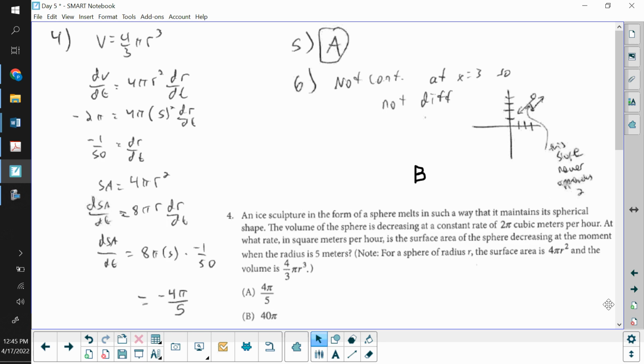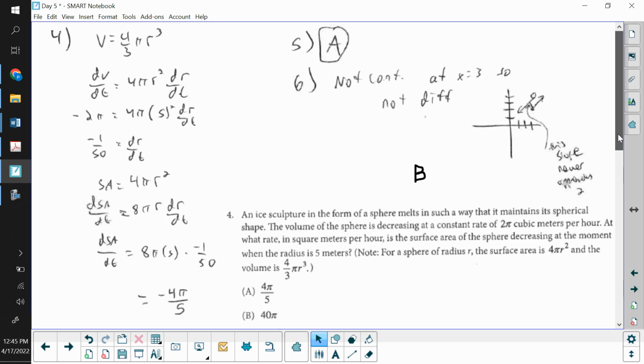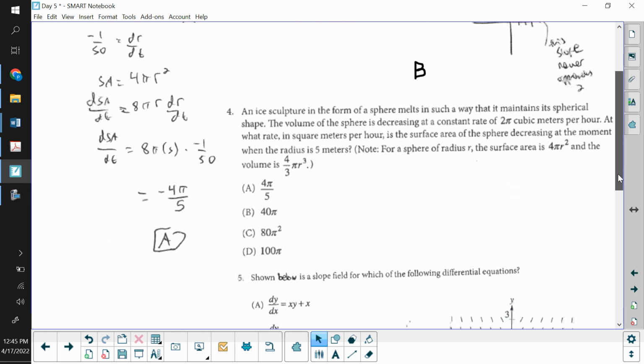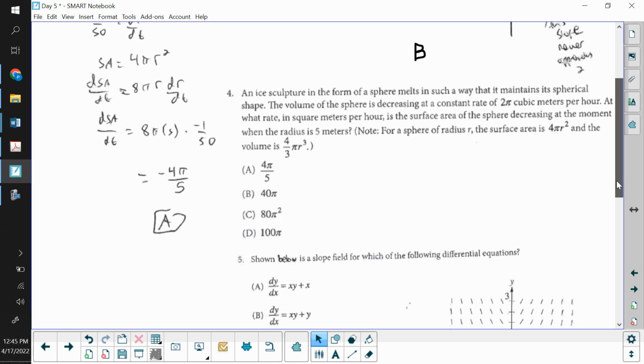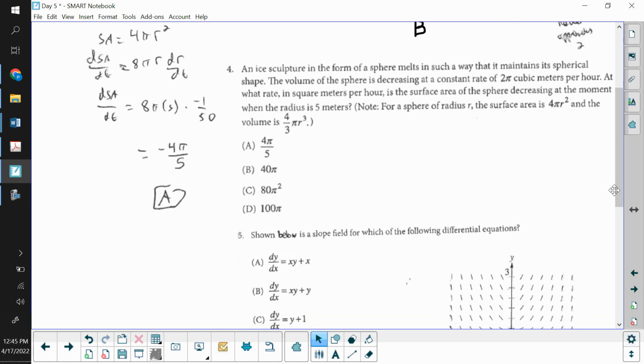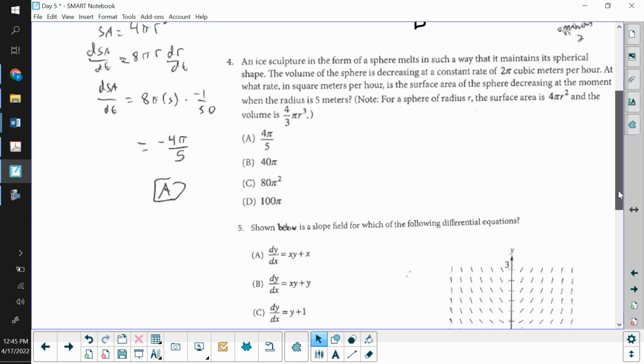Then start with your surface area formula for a sphere and do your derivative with respect to time. We'll sub in the 5 again for r, sub in the dr/dt that we had, which was negative 1/50th, and we end up getting negative 4 pi over 5, which is choice A. Now, the reason they don't have the negative there is because they specified in the question that it is the surface area that the sphere is decreasing. So they've already stated that it's going to be a decreasing amount there. That's why you don't see the negative sign.